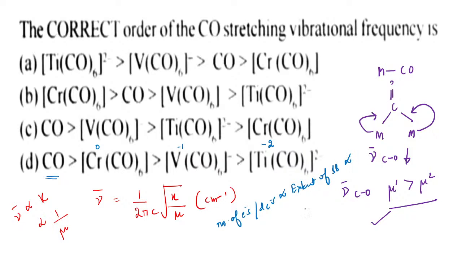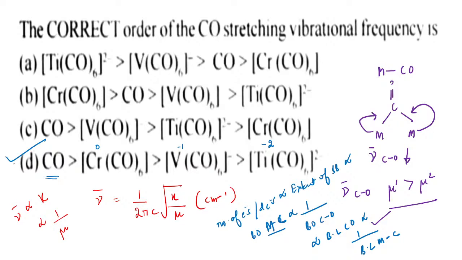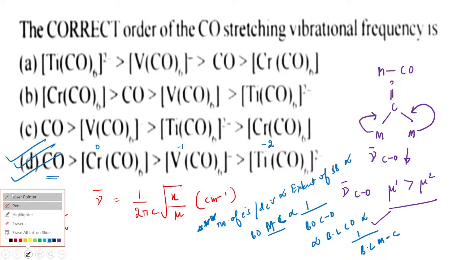Okay, so number of d electrons is directly proportional to extent of back bonding, and it's directly proportional to bond order of metal and carbon, and inversely proportional to bond order of CO. Okay, which is directly proportional to bond length of CO, and it's inversely proportional to bond length of metal and carbon. So is it clear to all of you? Any doubts in this question? This relation is very important. Okay, I hope you all are clear with this relation.